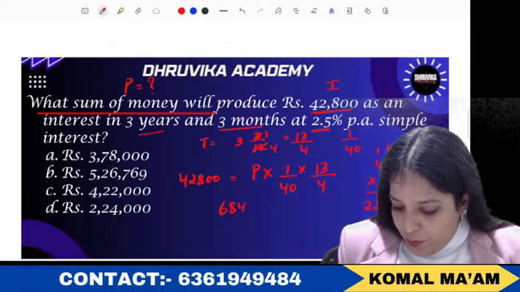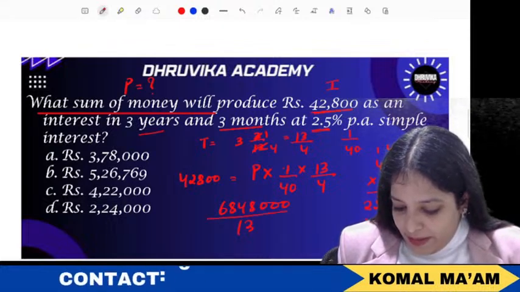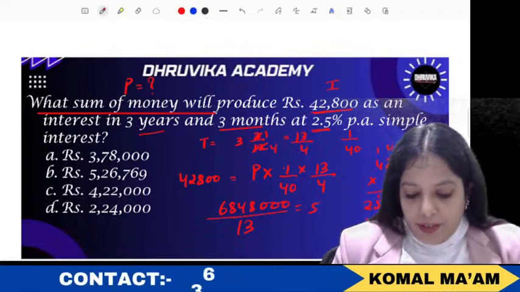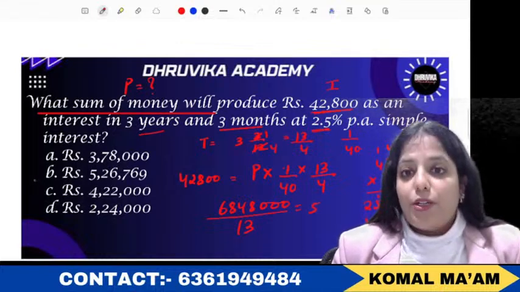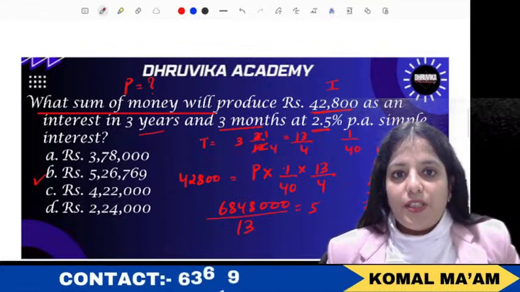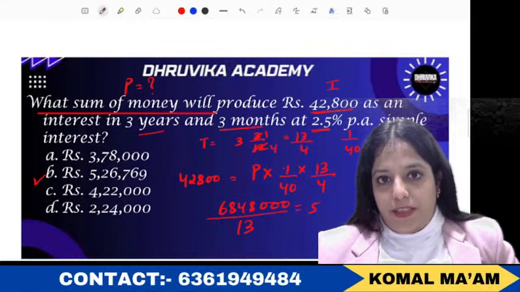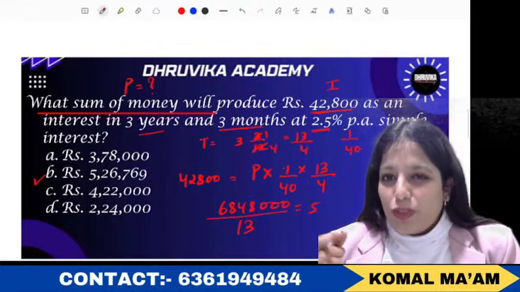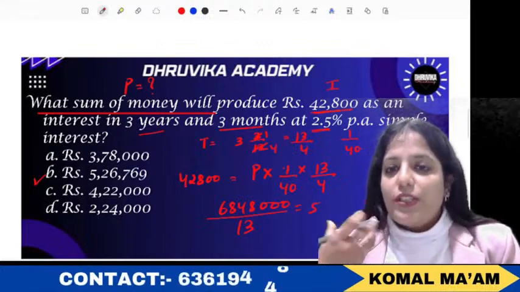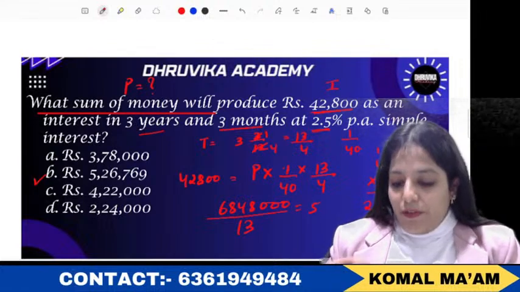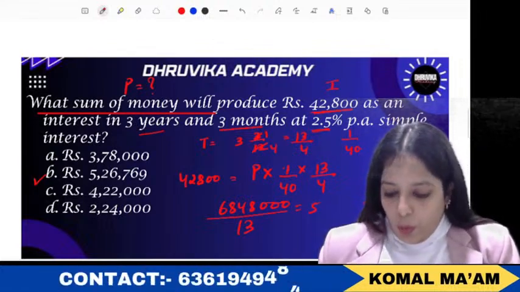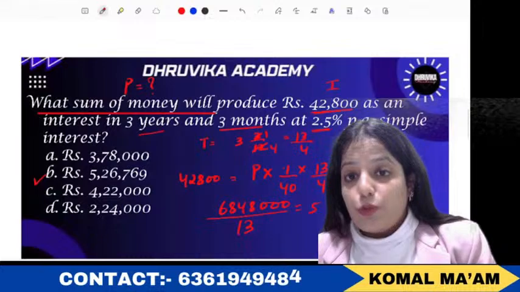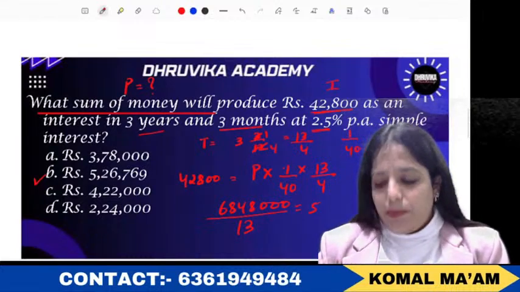See, 6848000, when you divide it by 13, the first digit in the quotient will be 5, and when you look in the options, it's nothing but option B. There is no other option where 5 is at the first place, right? So directly you will be able to find that the answer is option B. So this trick you need to use a little bit. You will get well versed once you practice many questions. I hope this is clear in your mind how to proceed further and how to solve the questions quickly. Small tricks I'll be sharing with you.